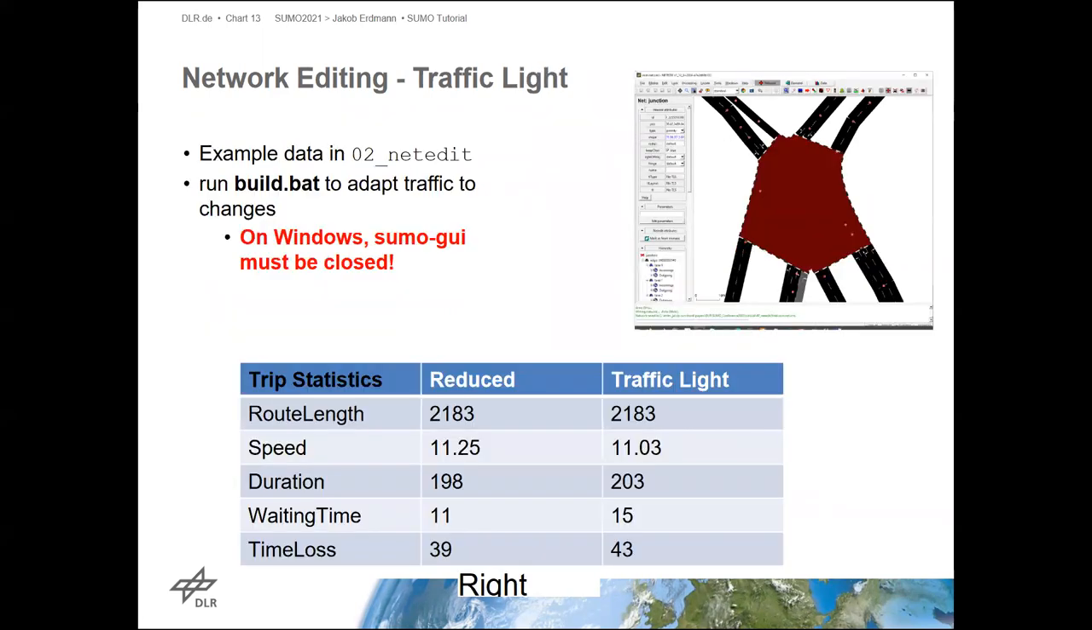So what happens when we add the traffic light to the simulation? Well, the waiting time of cars goes up because presumably there's not so much traffic, and now some cars have to wait at the red light. So what else can we do?